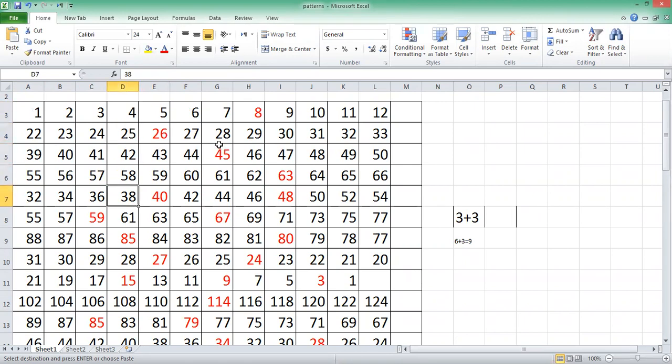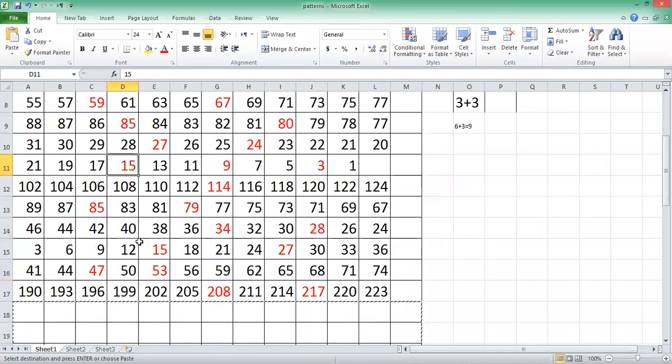You can also recognize the pattern when you're counting in twos: 32, 34, 36, 38, and then next will be 40. And you are able to recognize the pattern when you count back in twos, like 21, 19, 17, and then 15. And 89, 87, 85, 83, like this.